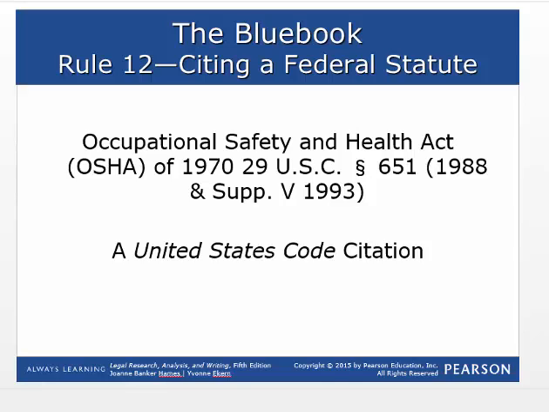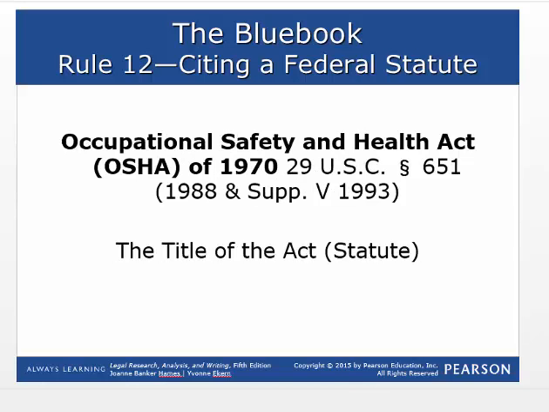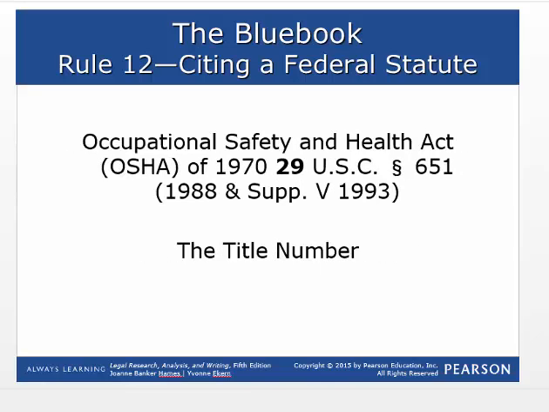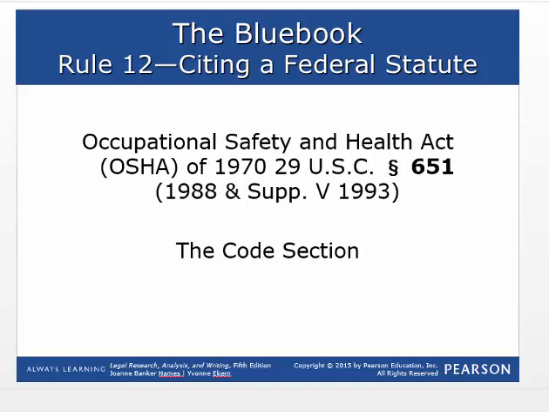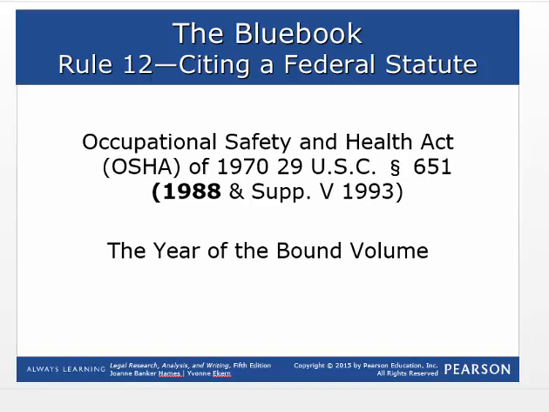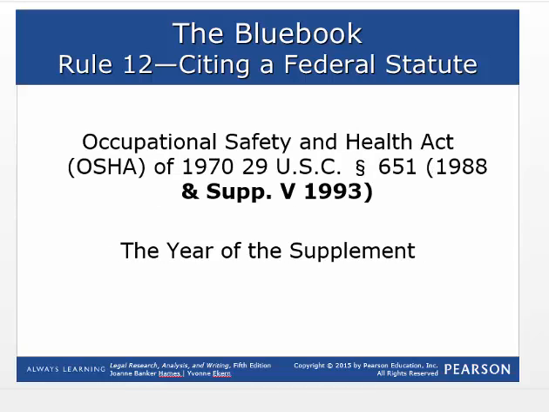When citing a federal statute, you can put in the title. Here it's the Occupational Safety and Health Act of 1970, and it's Title 29 of that. So you can put the title of the act or the statute, the title number 29 in the U.S. Code, then the code section. Here it was published in the bound volume in 1988, and then a supplement came out in 1993.